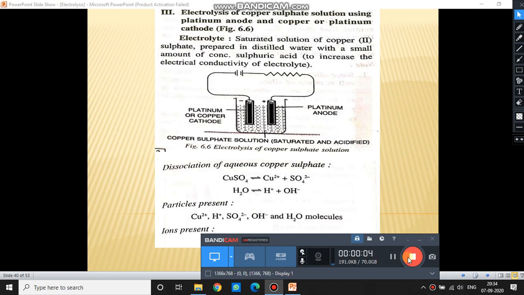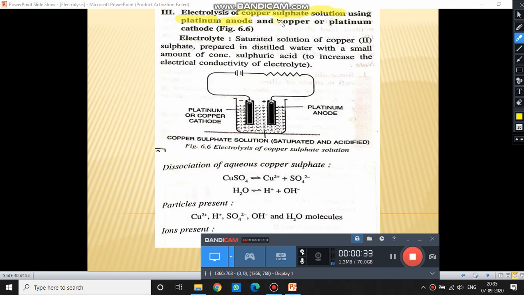In another example of electrolysis, today our example is aqueous copper sulfate. So aqueous copper sulfate is taken here as an electrolyte, and we are going to study the effect of passing electric current through aqueous copper sulfate, that is copper sulfate solution, using platinum anode.